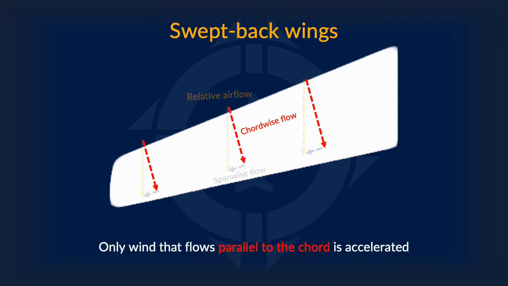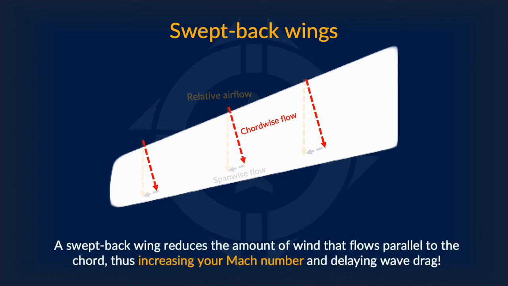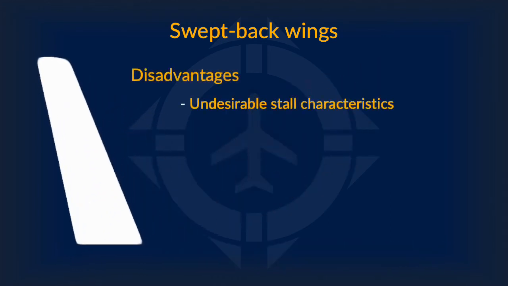Now, only wind that flows parallel to the chord is accelerated. This is important as a swept-back wing reduces the amount of wind that flows parallel to the chord, thus increasing your Mach number and delaying wave drag. The only disadvantage of this is that swept-back wings, like elliptical and tapered wings, have undesirable stall characteristics. Let's see this in more detail.